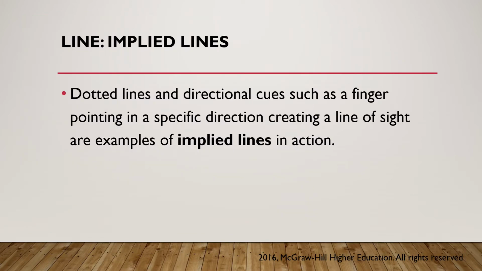Okay, there's also implied lines. Dotted lines, directional cues such as a finger pointing a certain direction, create a line of sight that isn't actually a line, but because of the way the artist put it together, you know that's a line.